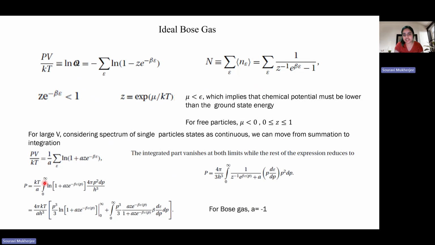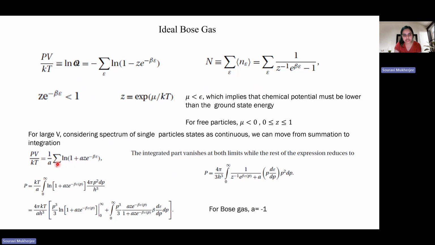And now you're considering a free ideal gas, right? So for any free particle, your energy would be given as p squared by 2m. But you can also have other distributions. So this is a general expression that we are writing. So P is given as KT by A, integration over 0 to infinity, ln of this term.